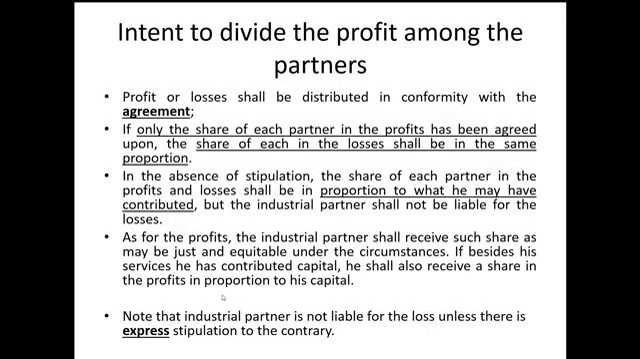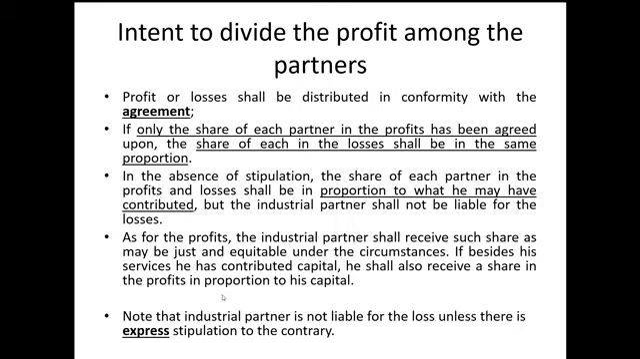Another is there must be intention to divide the profit among the partners. And sabi nga natin, sabi ng batas, profit or losses shall be distributed in conformity with agreement. Kaya ibig sabihin sundan ang agreement sa distribution ng profit and loss. Pero take note, ang limitation niyan yung 1799. Okay? Kasi any stipulation excluding any partners from the share in the profit or loss is void.